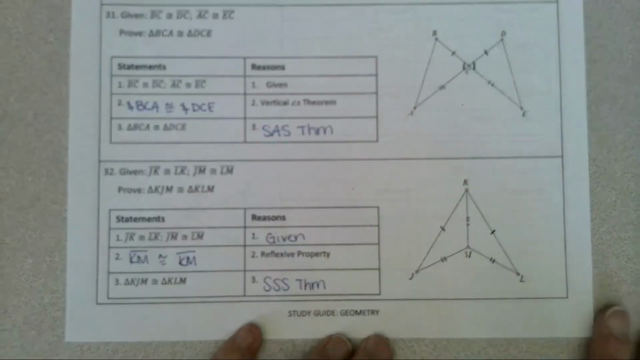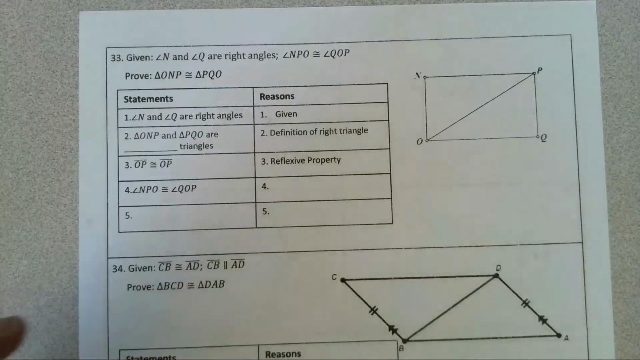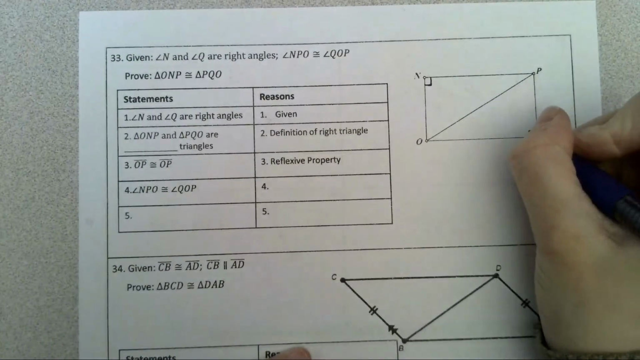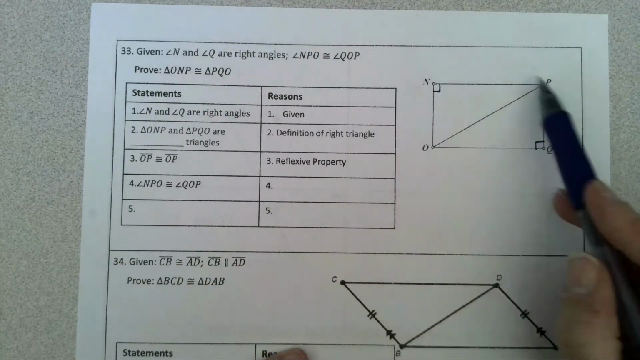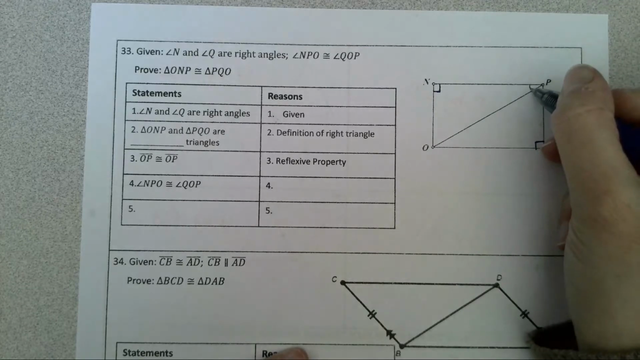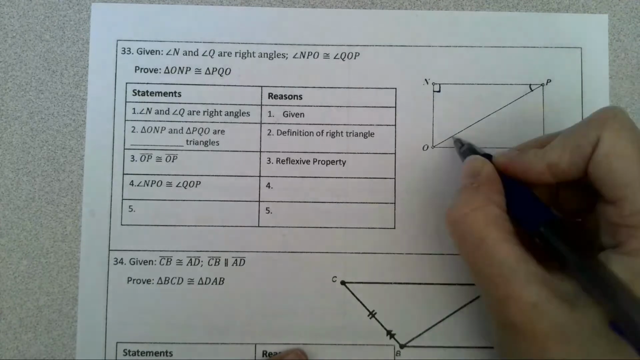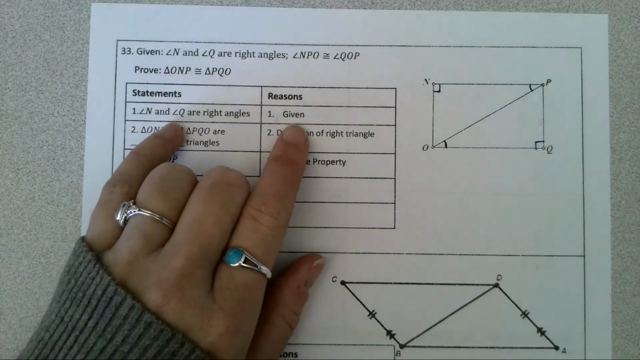Okay, wonderful. Now, let's look at a slightly more difficult problem. I've been given that angle N and angle Q are right angles. So I'm going to mark those. There's angle N, and here is angle Q. I've also been given that angle NPO, which is this one here, is congruent to angle QOP, which is this one here. Okay, let's look at what we've got. So the first statement is our given statement that angle N and angle Q are right angles.